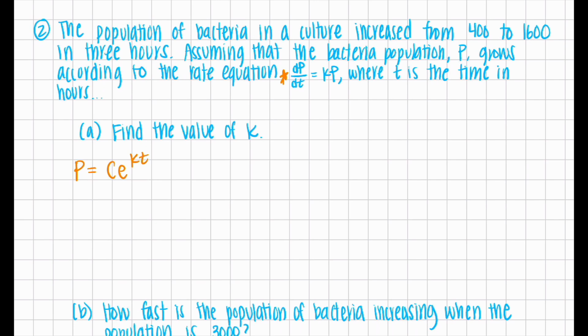So letter A says to find the value of k. So they gave us a little bit of info. They said that the bacteria in a culture increased from 400 to 1600. So we can say that 400 is C, that initial amount, and it grew to population P, 1600, in 3 hours. 3 hours is our time, so I can say 3 is t. So I'm going to plug those in.